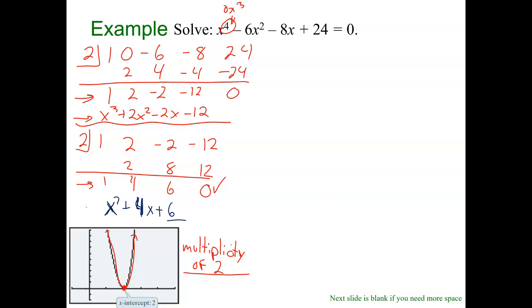Okay? So can I factor? Can I multiply anything to get 6 but add to 4? No. So I can't factor, so I have to use the quadratic formula. That means I'm not going to have any more rational roots. I've gone through them, and those are my only rational roots. But also keep in mind that I don't have any other x-intercepts. So let's see what happens.